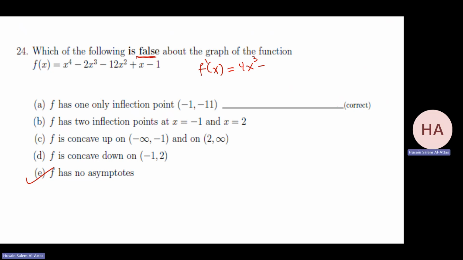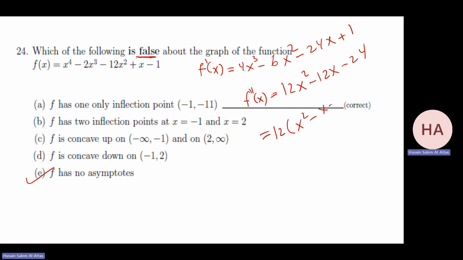4x cubed minus 6x squared. Sorry for that. 6x squared minus 24x plus 1. F double prime, that will be 12x squared minus 12x minus 24. Yeah, now it makes sense. That will be 12 times x squared minus x minus 2. That will be 12 times x minus 2 times x plus 1. That will be f double prime.